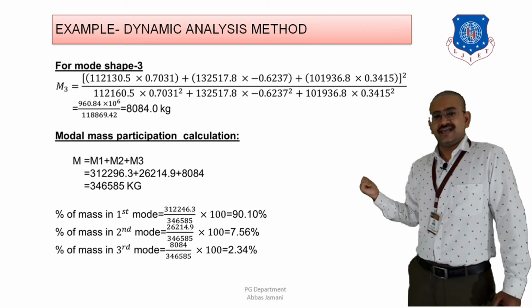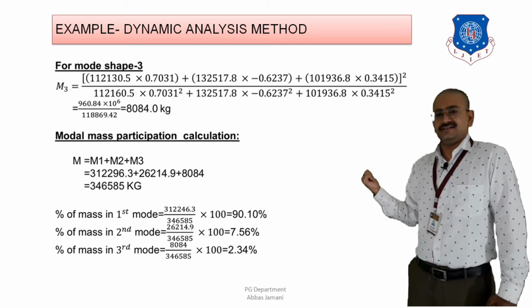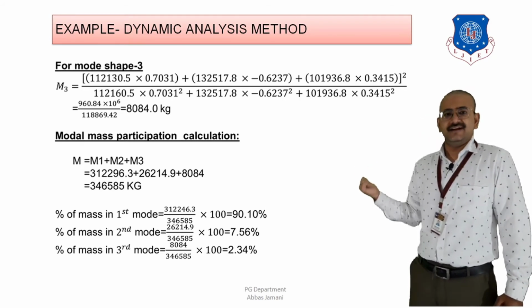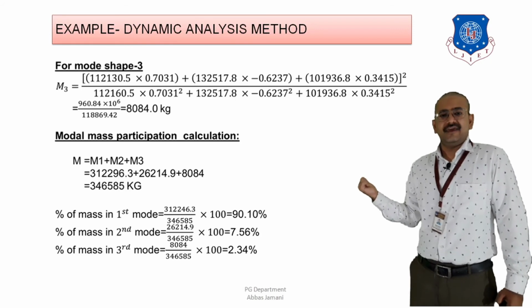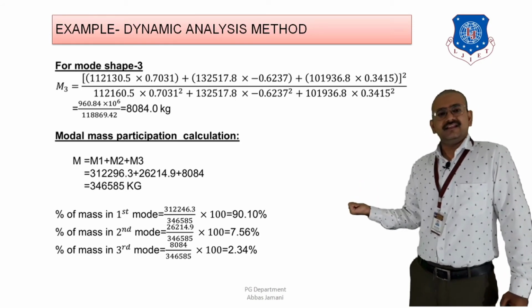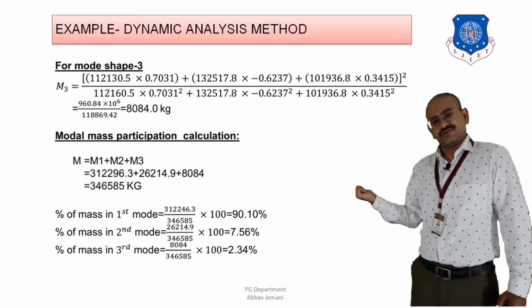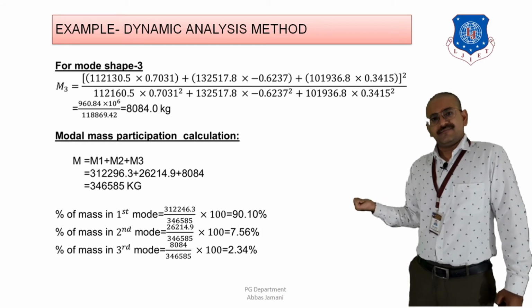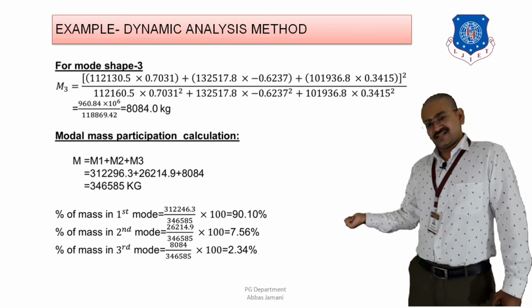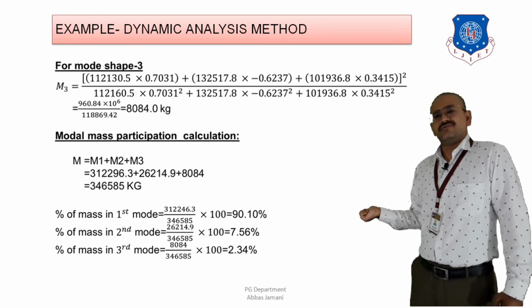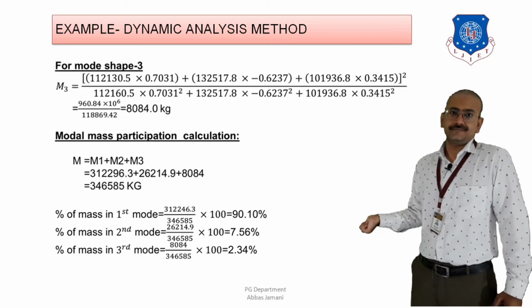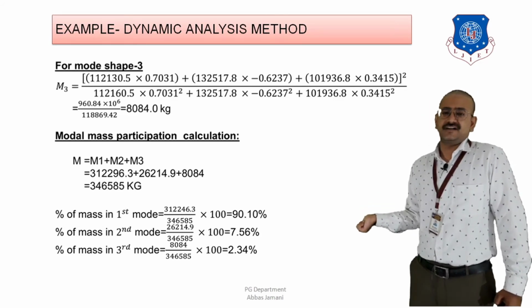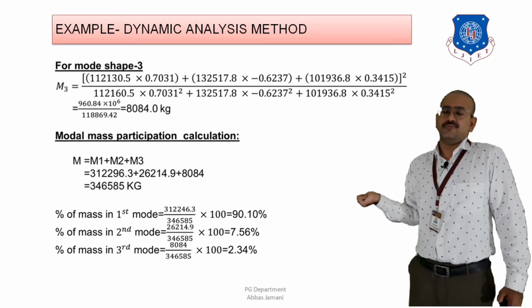If I do the calculation, then the percentage of mass in the first mode is the total mass divided by the value of M1 that I have obtained. Then similarly the percentage of mass in second mode is equal to total mass divided by the modal mass value in mode shape 2. And similarly percentage of mass in third mode is equal to total mass divided by the modal mass value obtained in mode 3.